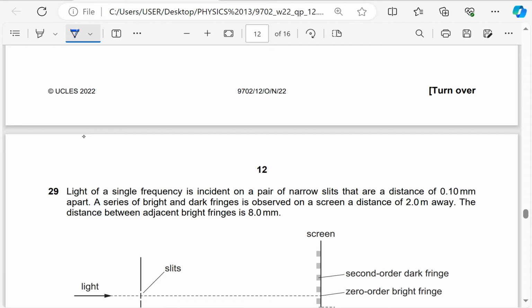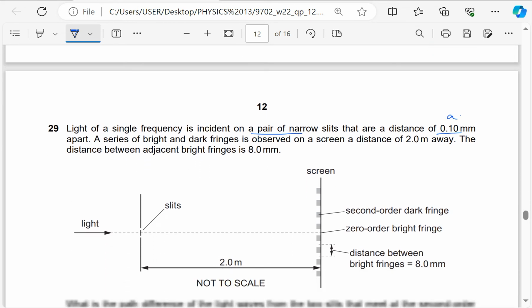Light of a single frequency is incident on a pair of narrow slits that are a distance of 0.1 millimeter apart. So this is going to be light of a single frequency. It is a pair of slits, so this is going to be a, slit separation. A series of bright and dark fringes observed on the screen, a distance of 2 meters, so this is capital D. The distance between adjacent bright fringes, so this is x.